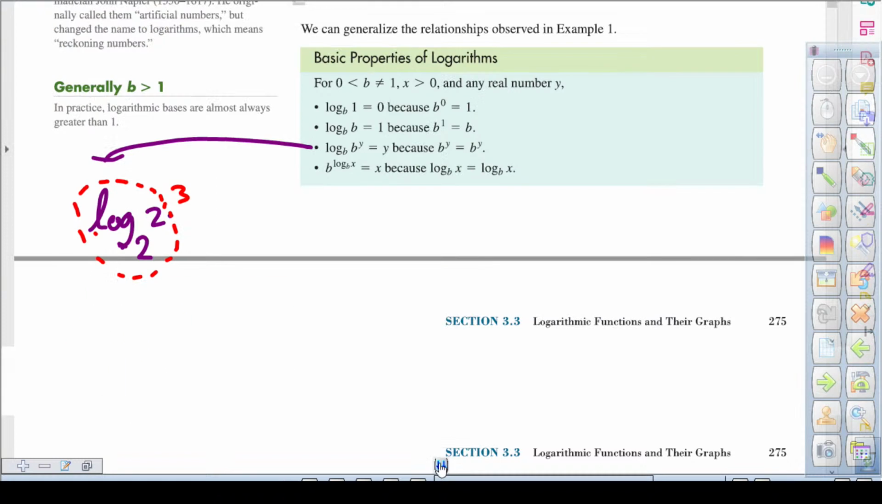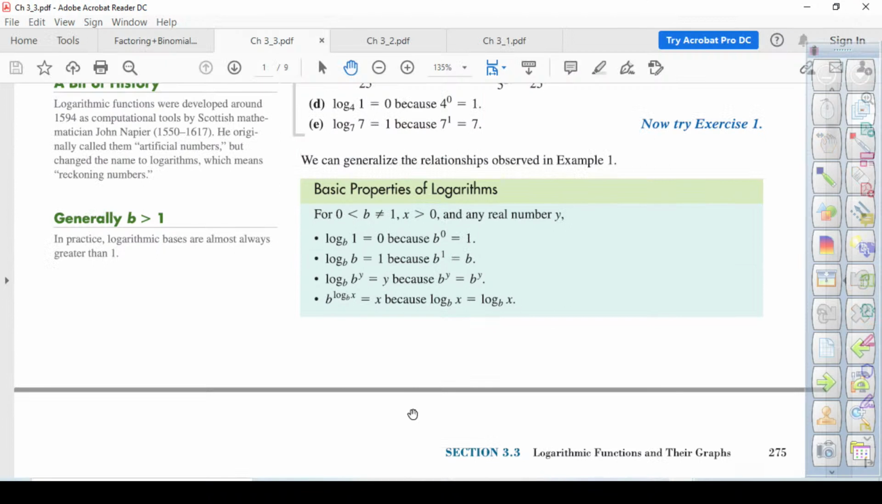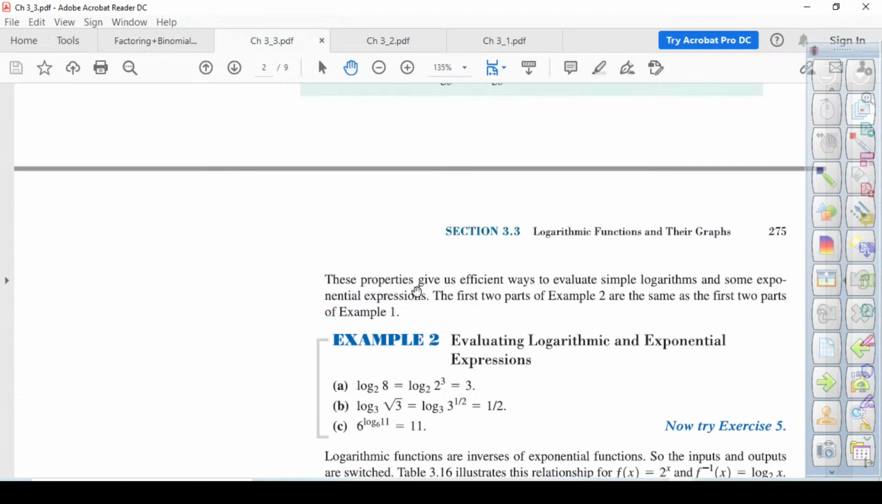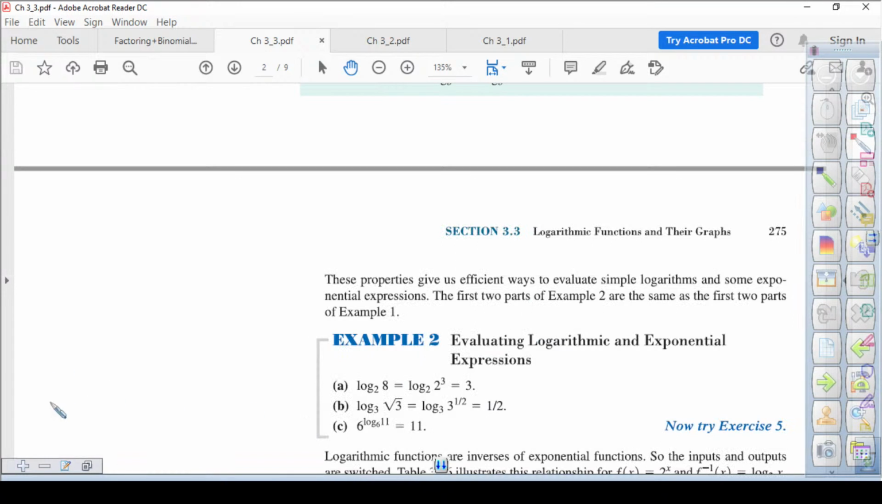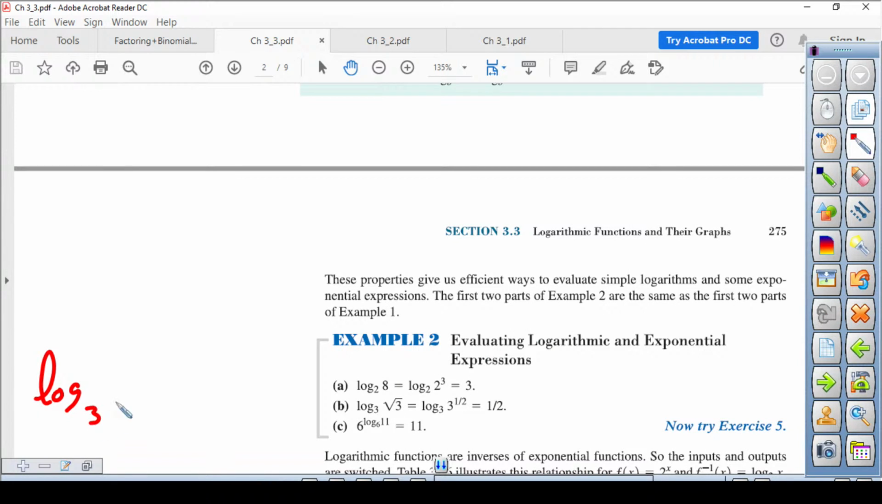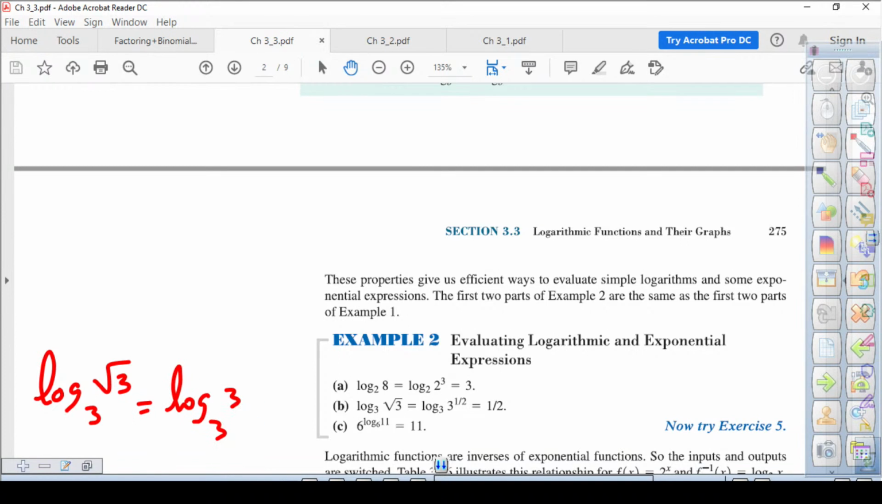Okay, there is another example that we have down here. Let me give you that example here. And that's going to be this one here, letter B. Okay, here we go. If I say log of base 3 of square root of 3. Well, this is same as log base 3 of 3 raised to what power? How else can you write the square root?